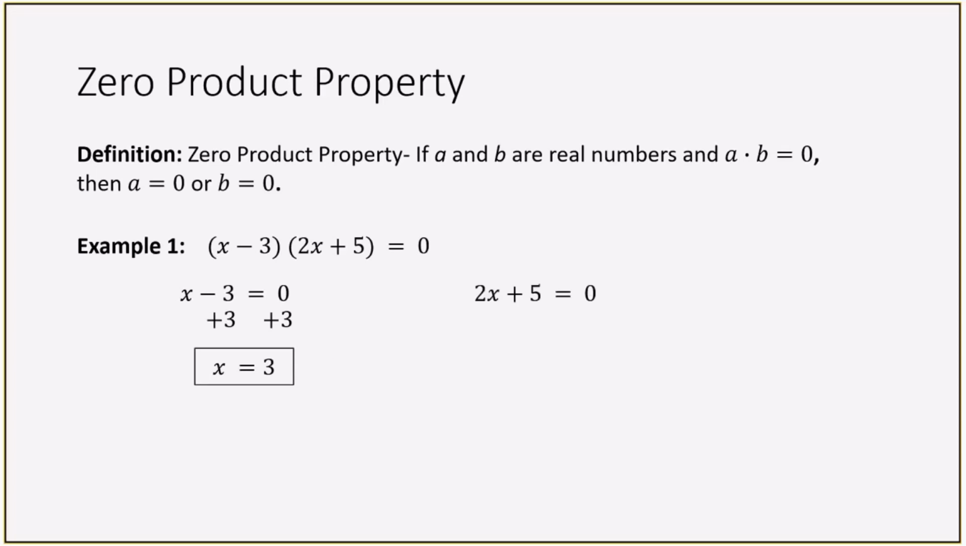Now I can do the same thing with my other factor. 2x plus 5 is equal to 0. The solving process is a little bit more complicated, but it's not super difficult. I would subtract 5 from both sides. I'd get 2x is equal to negative 5. Then I would divide both sides by 2, giving my result of x is equal to negative 5 halves.